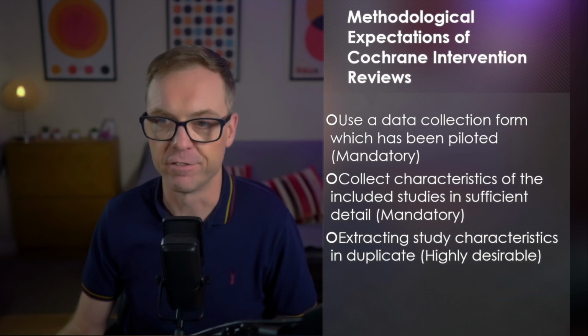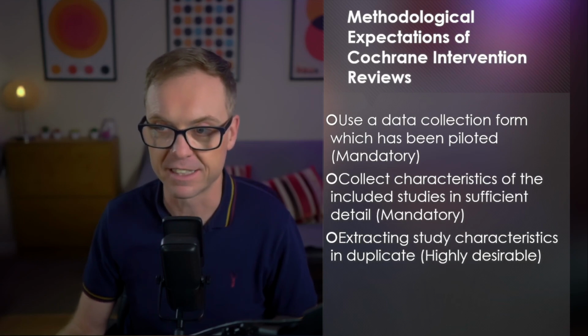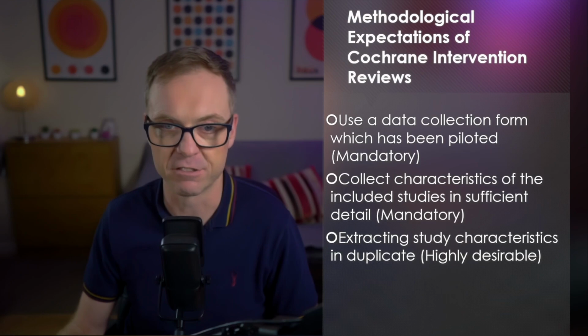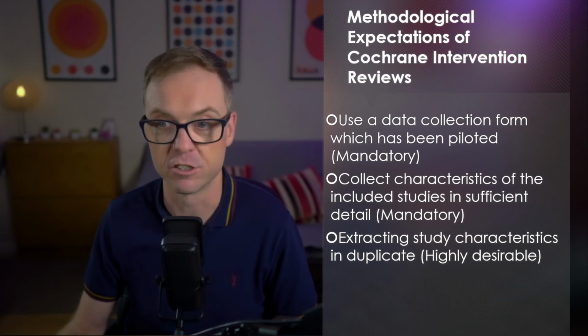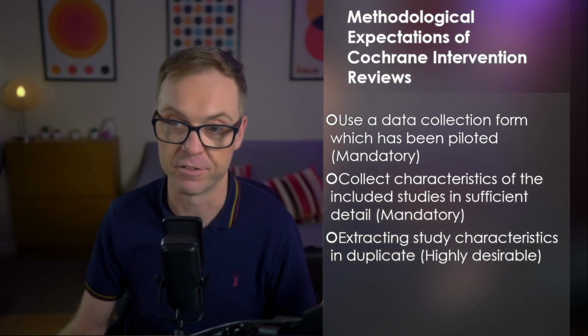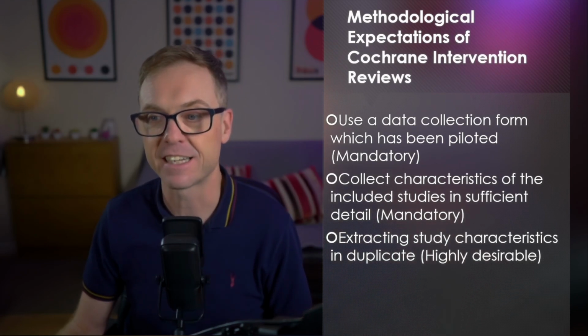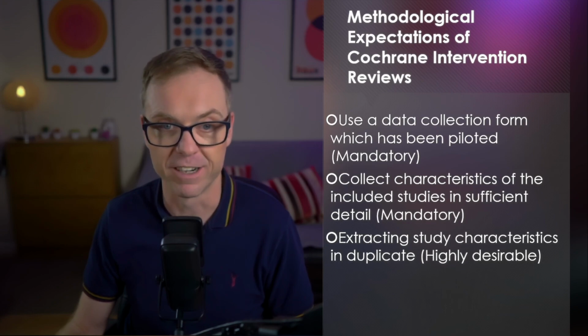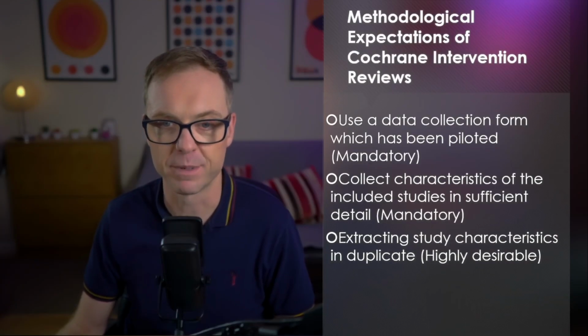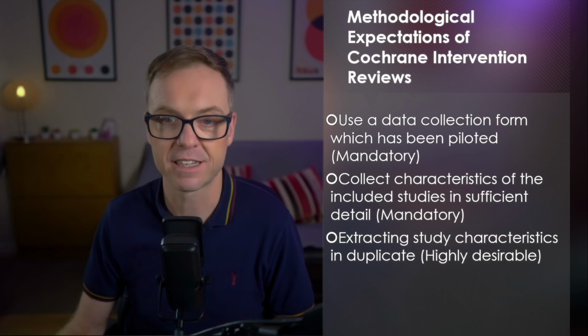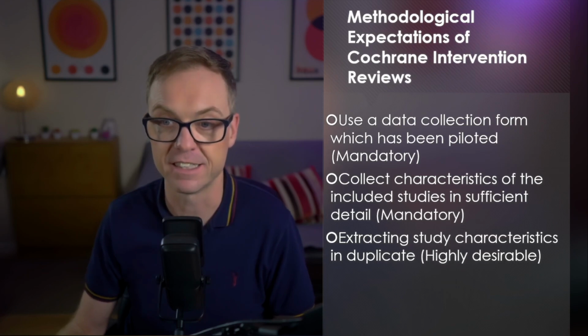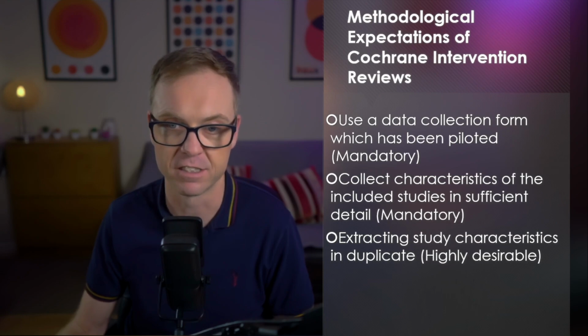Using a data collection form ensures some consistency in the process of data extraction, and it's necessary when comparing data extracted in duplicate, so when you've got a pair of reviewers. Completed data collection forms should be available on request, and piloting within the review team is highly desirable. Section C44 on describing studies says that we must collect characteristics of included studies in sufficient detail to populate a table of characteristics of included studies.